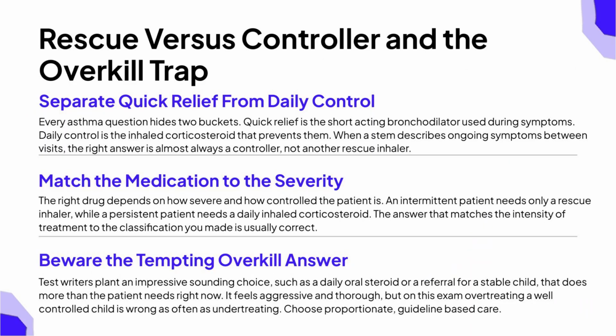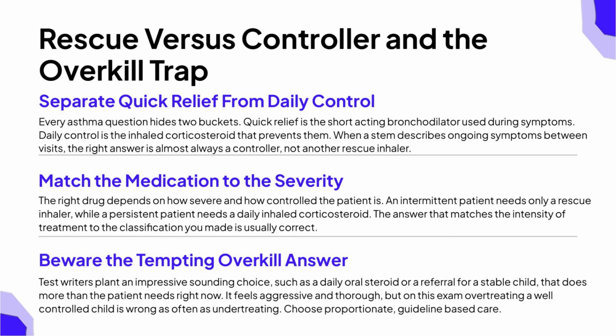Strategy 3 separates quick relief from daily control, and it warns you about the overkill trap. Every asthma question hides 2 buckets of medication. Quick relief is the short-acting bronchodilator used during symptoms. Daily control is the inhaled corticosteroid that prevents them. When the stem describes ongoing symptoms between visits, the right answer is almost always a controller, not another rescue inhaler. Match the strength of the treatment to the severity you classified.